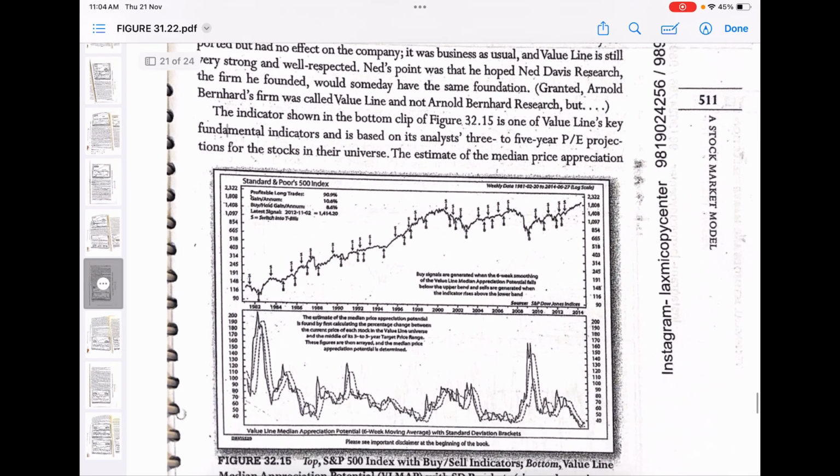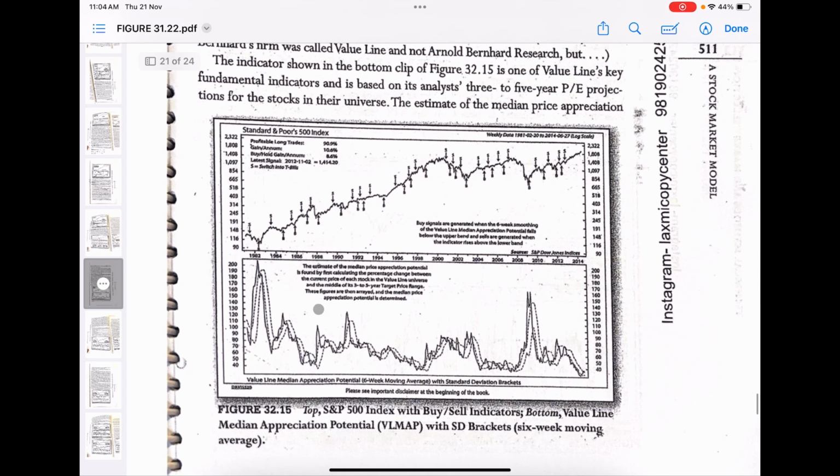Yeah, so the indicator is shown in the bottom of 32.15. So this is how the Value Line indicator looks. It is one of Value Line's key fundamental indicators, and it is based on its analysts' 3 to 5 year PE projections for the stocks in their universe.